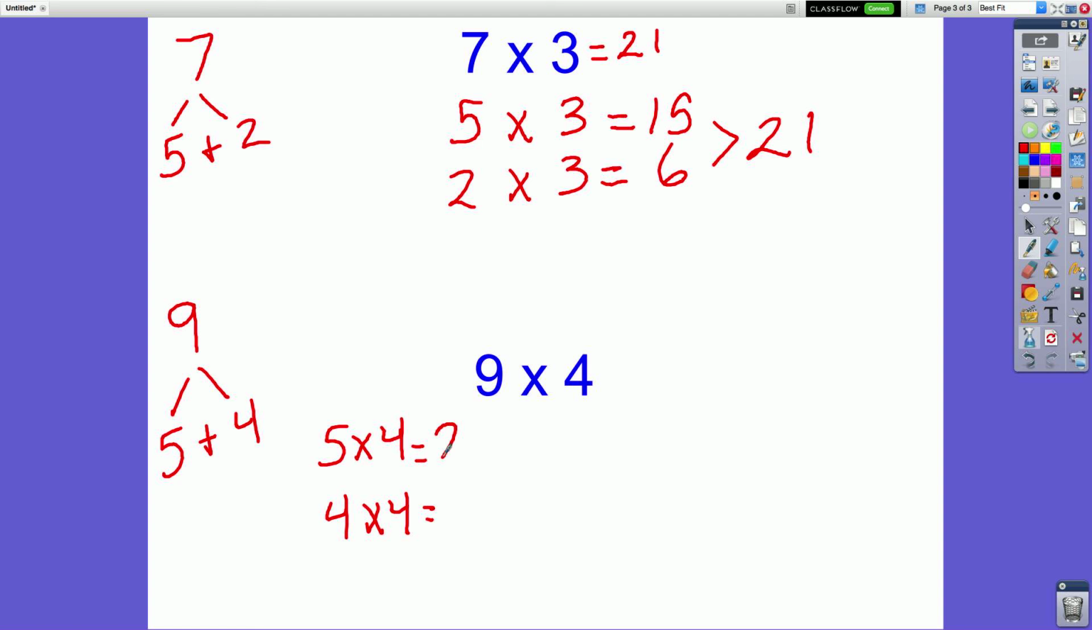So 5 times 4 is 20. 4 times 4 is 16. I put them back together to get 36.